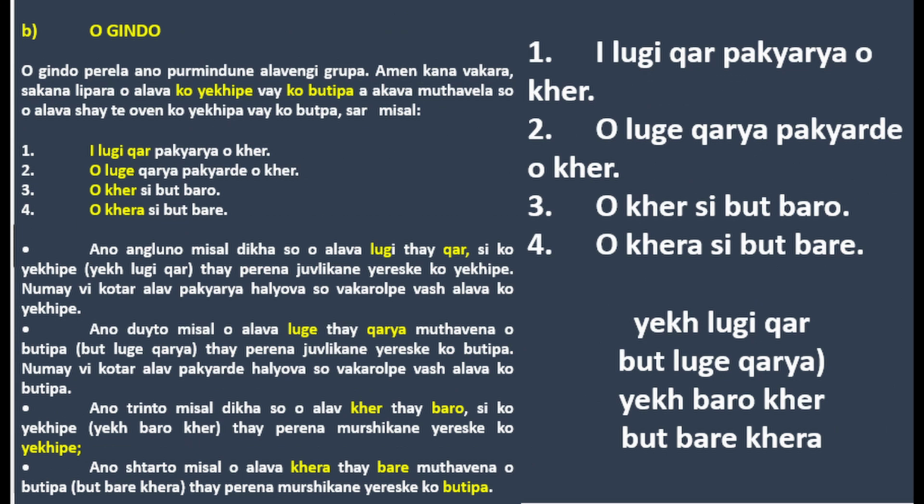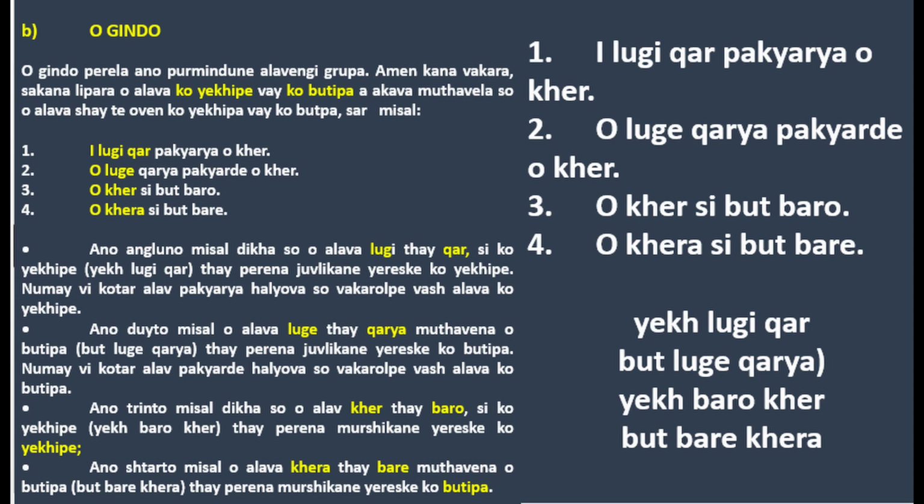B. Number. Number marking is added to open word class words. When we speak, we always say the words in singular or plural, and this indicates that words can refer to one, in singular, and to several, in plural, as in for example, 1. I lugi kar pakyaya okher. The long grass has covered the house.